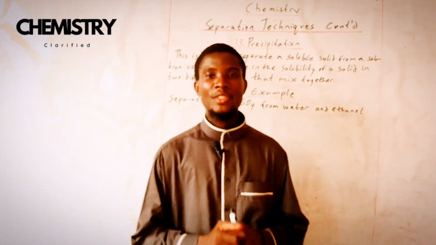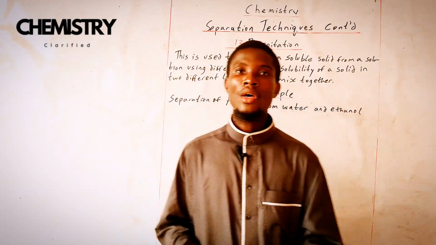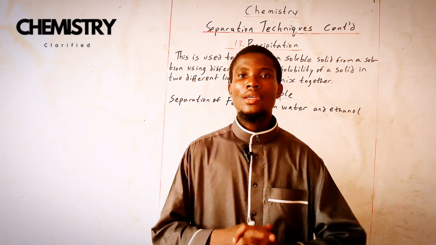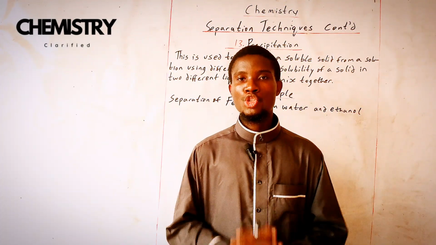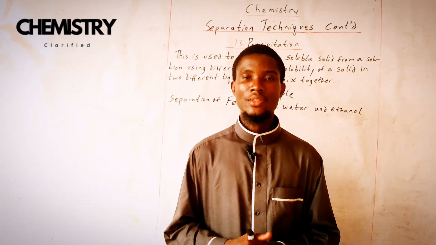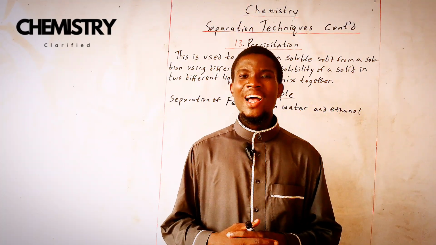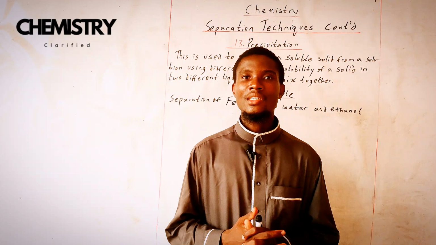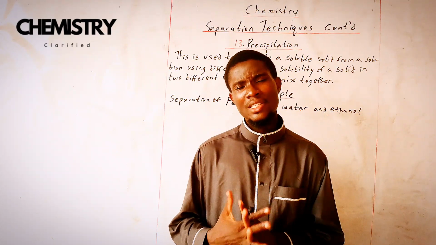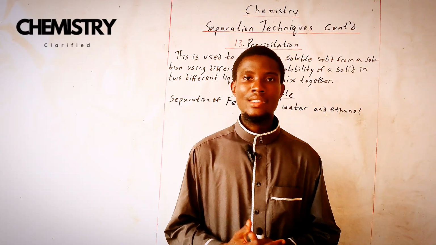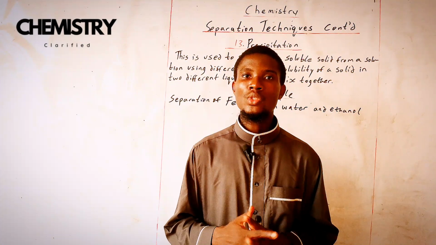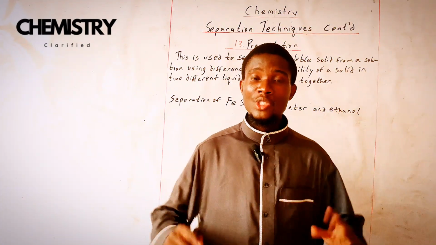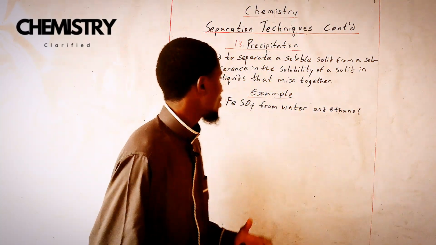The next separation technique is precipitation, and this precipitation is used to separate a solute, that is a soluble solid, from a liquid. Now, this method takes advantage of the different solubility of that particular solute in two liquids. What does this mean? Let me use an example to explain this.